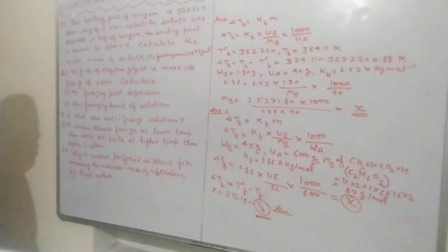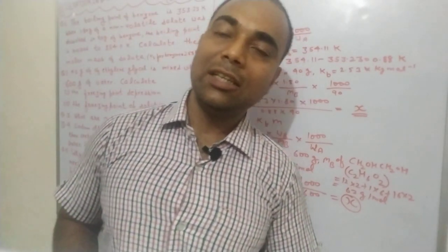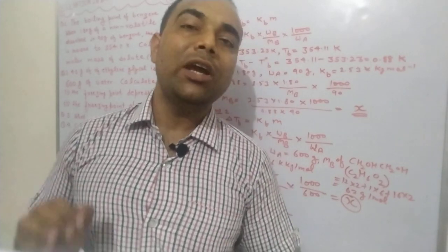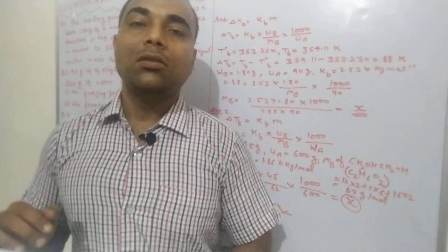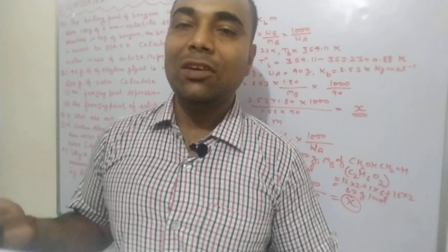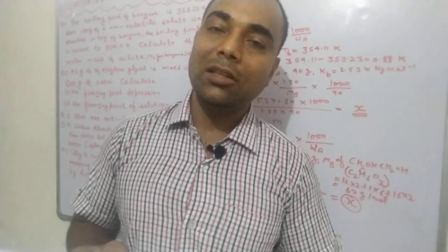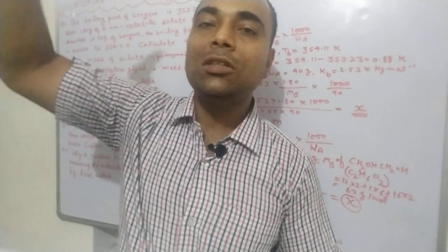Now question number four: sodium chloride freezes at a lower temperature than water but boils at a higher temperature than water. Explain. We know the freezing point of water is 0 degree Celsius and the boiling point of water is 100 degree Celsius. But when we add some non-volatile solute to it, what will happen? The solution will show elevation in boiling point and depression in freezing point. If we add salt to water, the water that was boiling at 100 degree Celsius will now boil above 100.